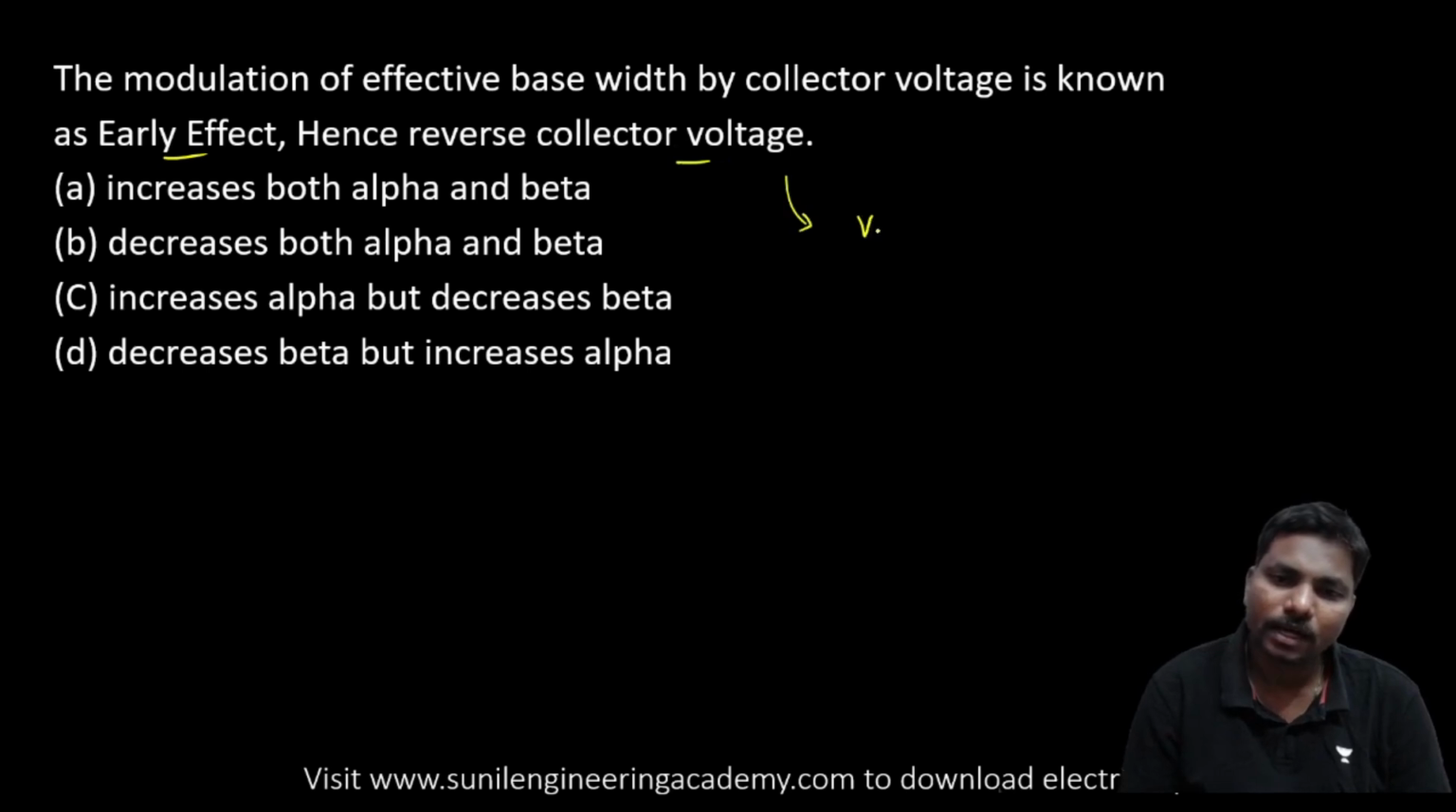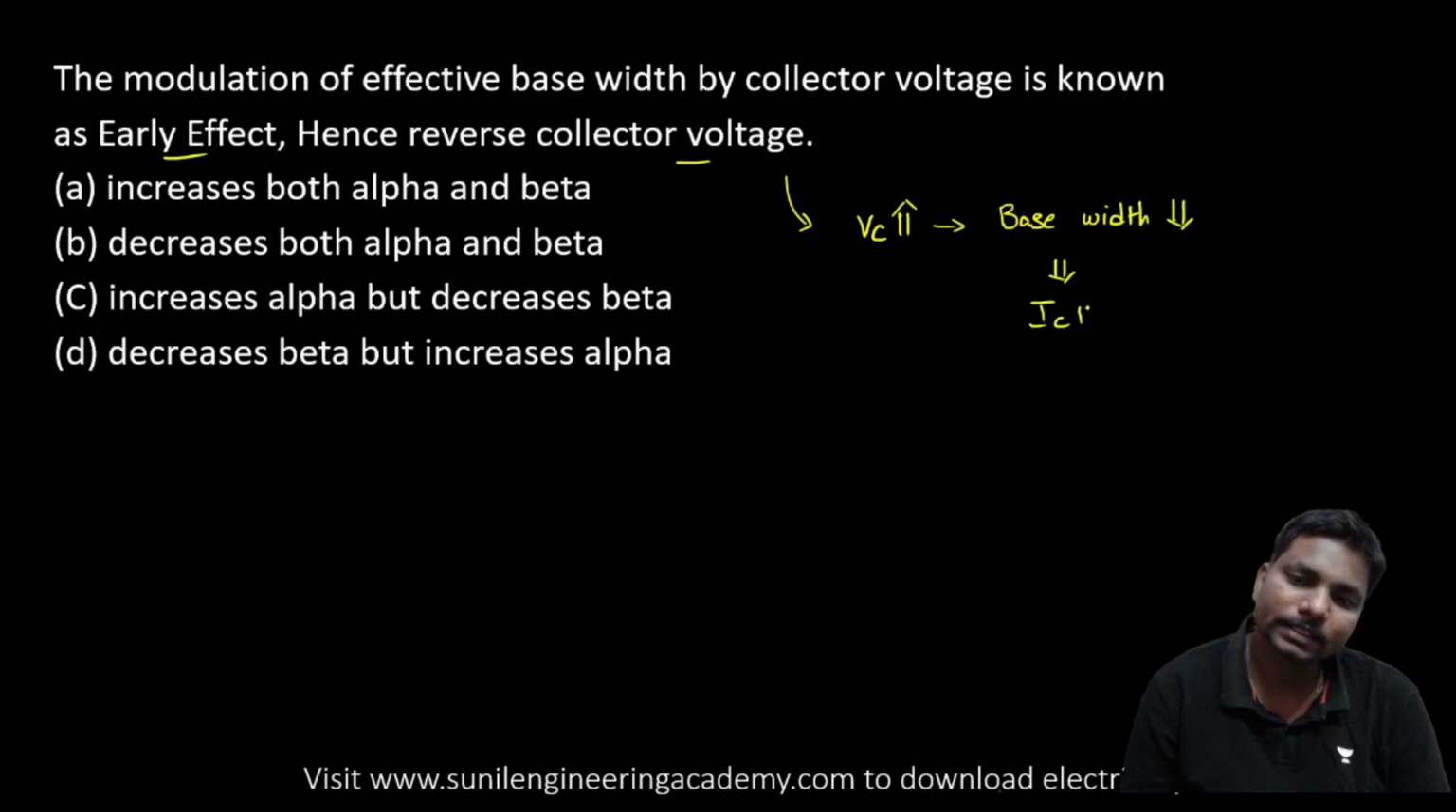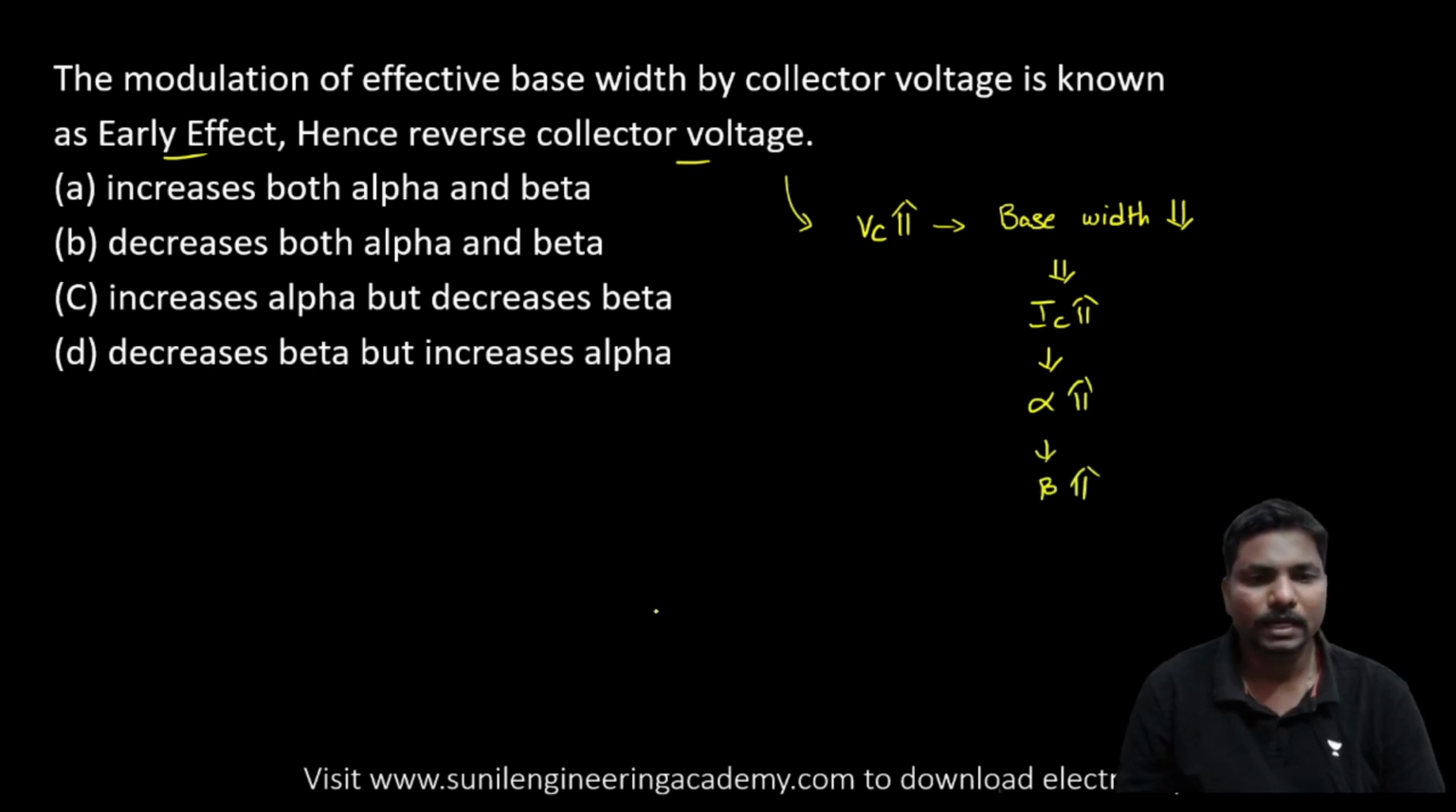Already I have given that if reverse collector voltage increases, base width decreases. As base width decreases, collector current increases. Then alpha increases, beta increases. Okay, both alpha and beta increase. So the answer is option A. Coming to the next one.